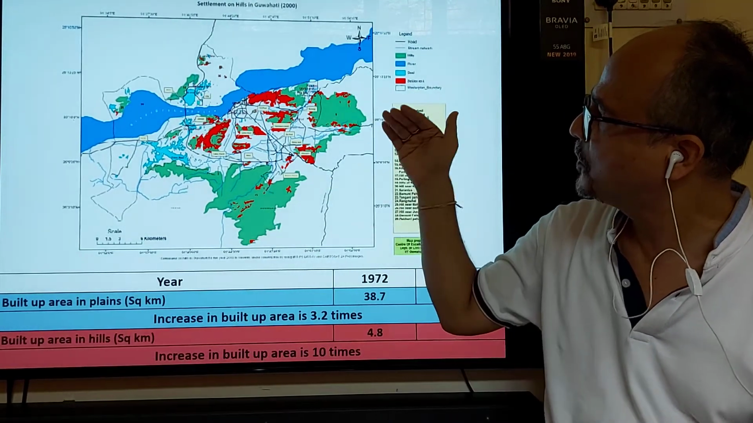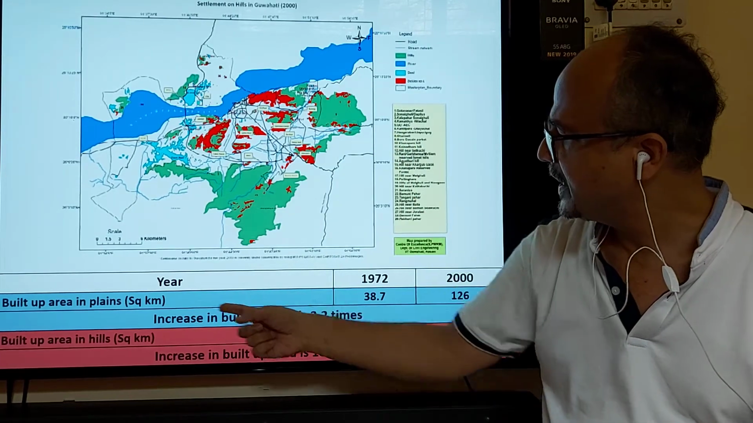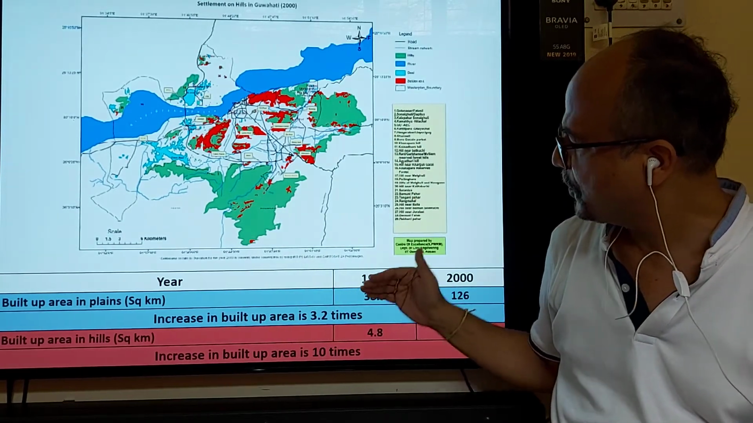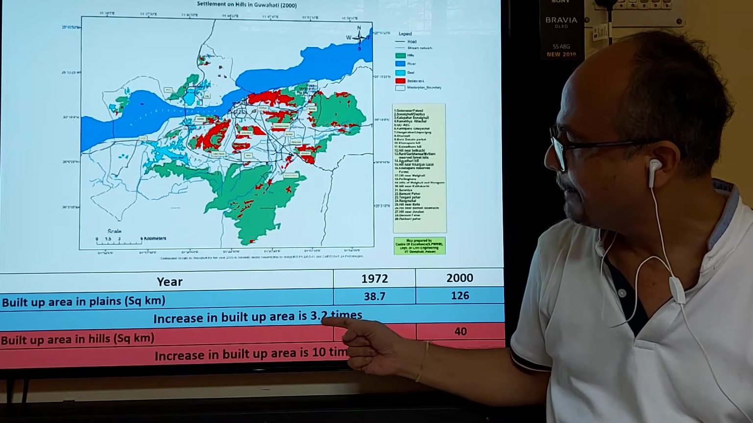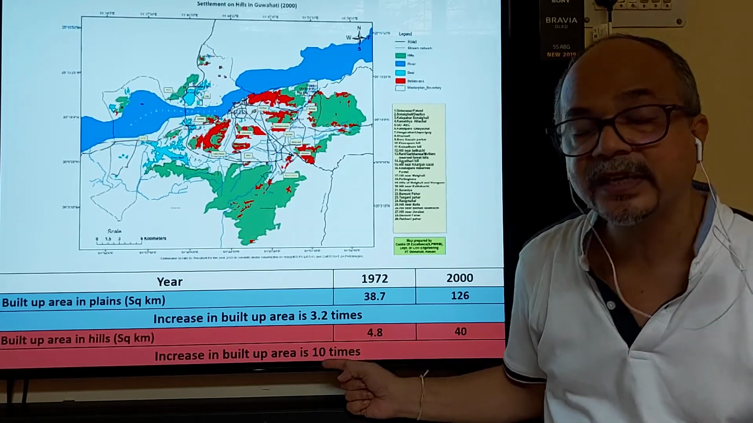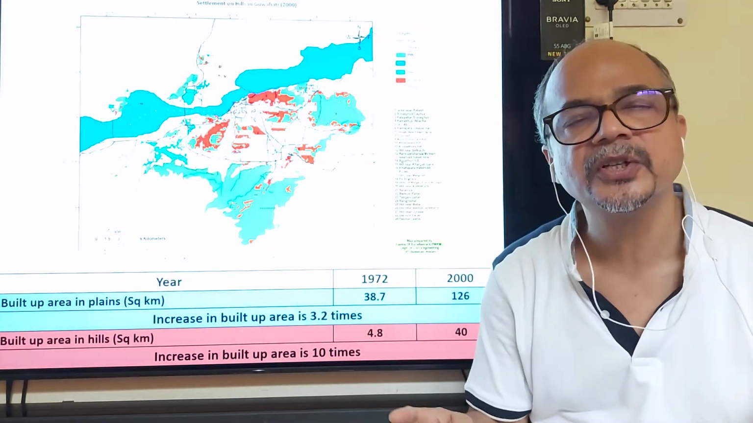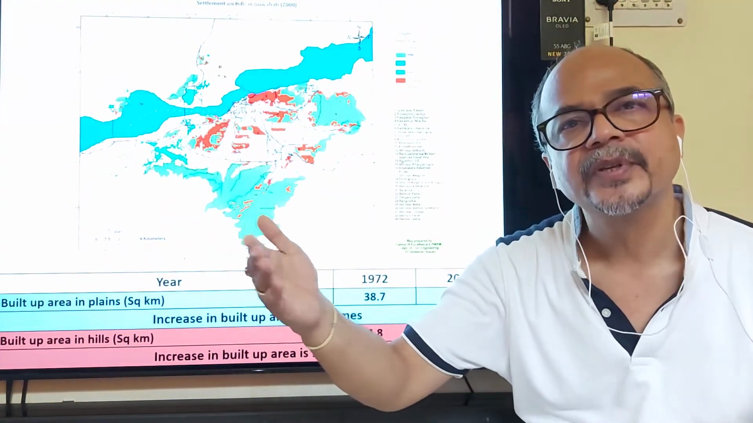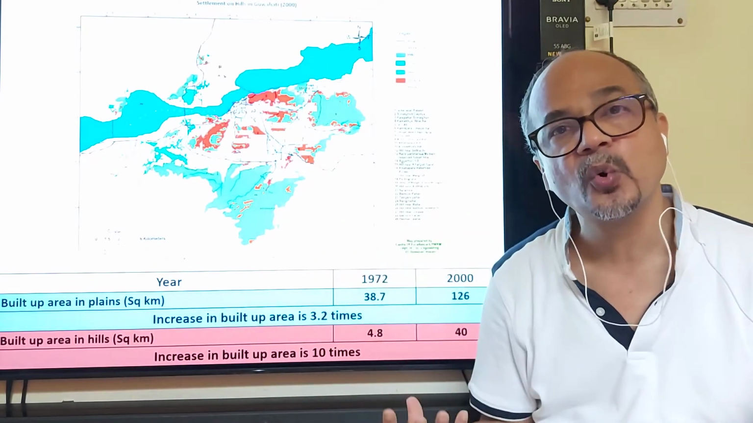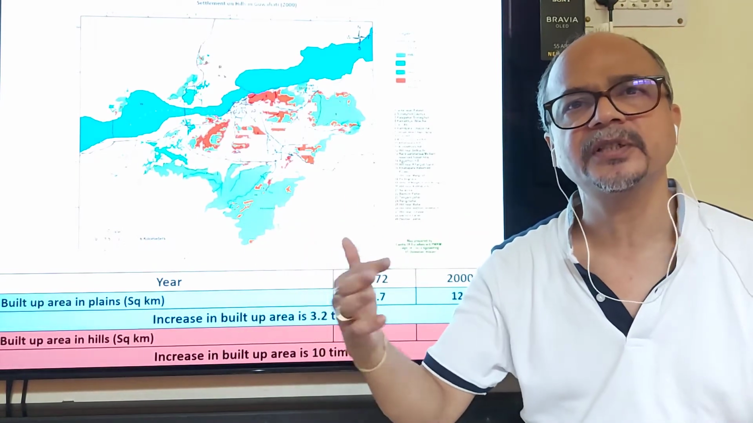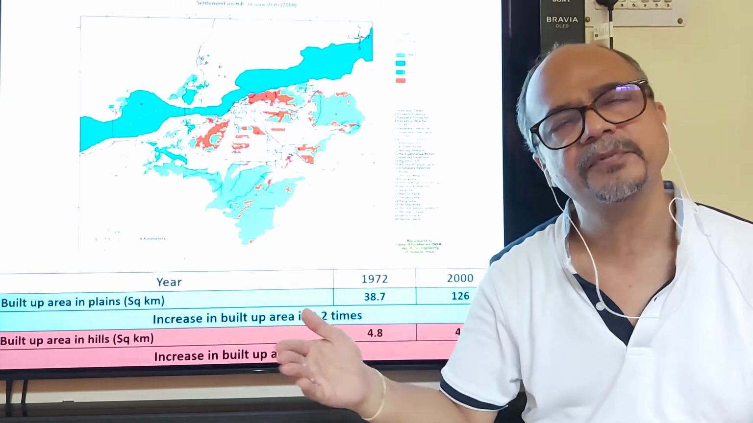Interestingly, this is why people's economy is important. In the plain area also population is increasing, but in the plain area it is increasing by 3.2 times, while in the hilly area it is increasing by 8 to 10 times. The reason is that hill area is affordable. They can encroach into it, and only low income group people go there, because there is a risk of landslide, many risks are there, still people are living.